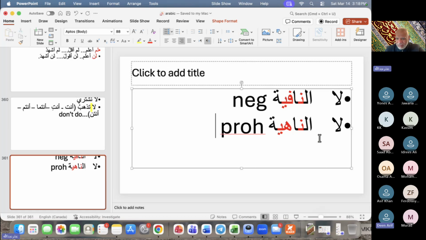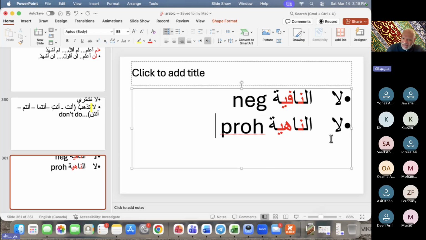Makes the verb majzoom. Go ahead. And Shay, going back to lan, the never. You were also mentioning about the present. I think present was not as important. Present, past, and future. Lan is always for future. For future, yes. Could it also mean that it never happened in the past? No, it tells only about the future. Okay. It tells only about the future. Yes.